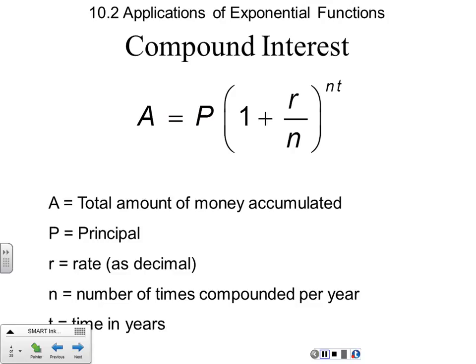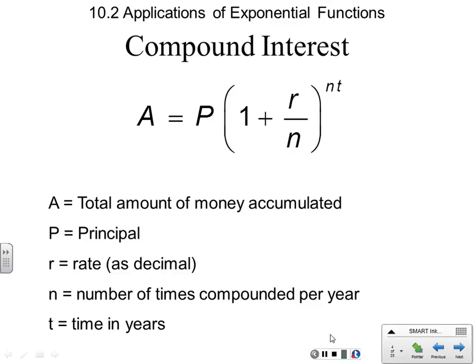Make sure you can be able to do that. It's just moving the decimal two places. And then N is the number of times that you're compounding per year. And I will ask, please do not confuse N with T. Okay? N is the number of times that you're compounding per year.